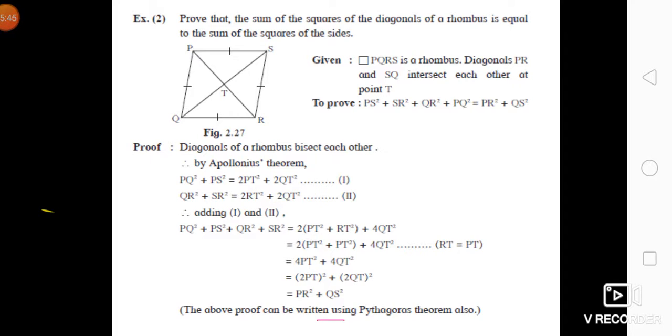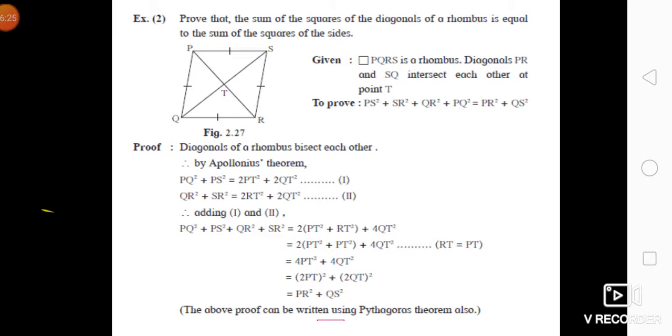This is equal to 2 in bracket PT square plus PT square bracket complete plus 4QT square, where RT is equal to PT. Therefore, 4PT square plus 4QT square, which is equal to in bracket 2PT square plus in bracket 2QT square, which is equal to PR square plus QS square. The above proof can be written using the Pythagoras theorem also.